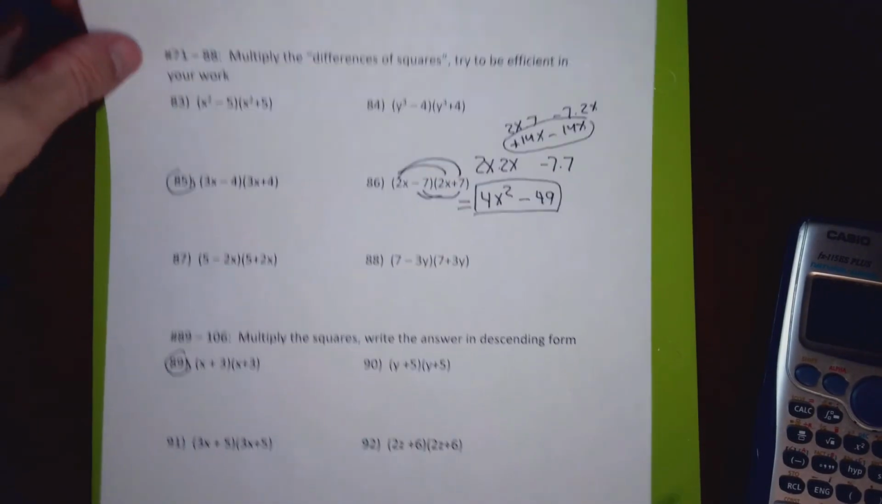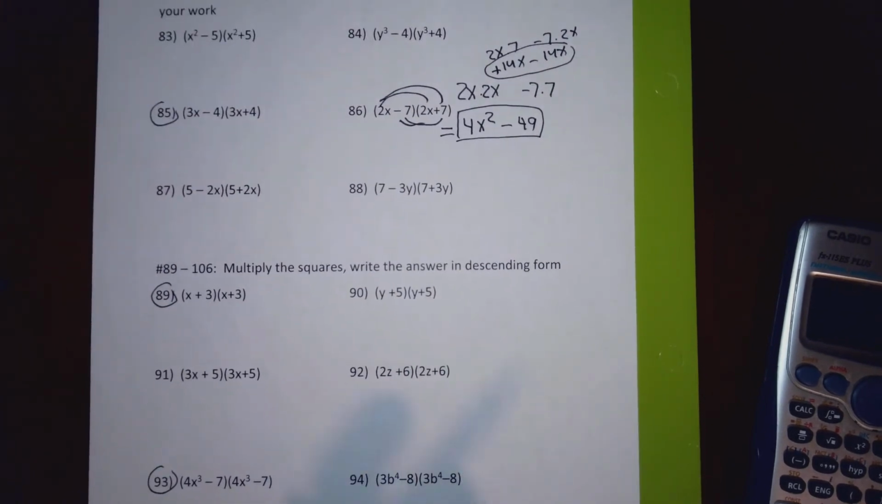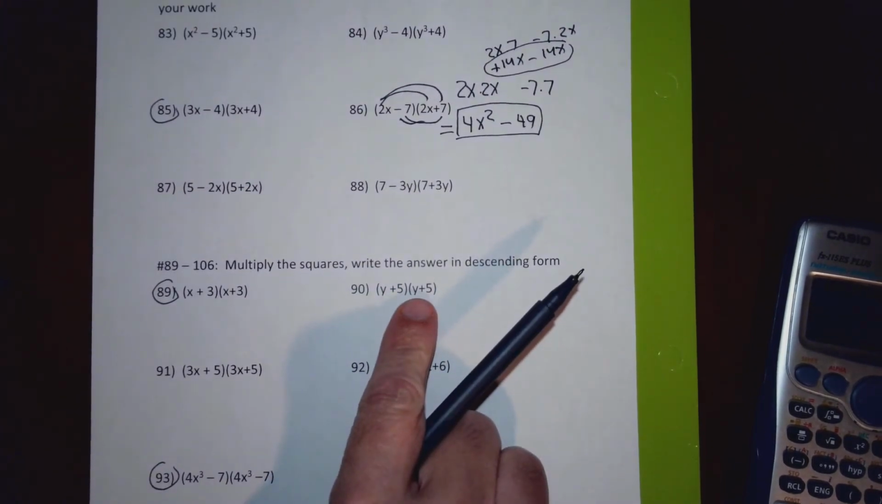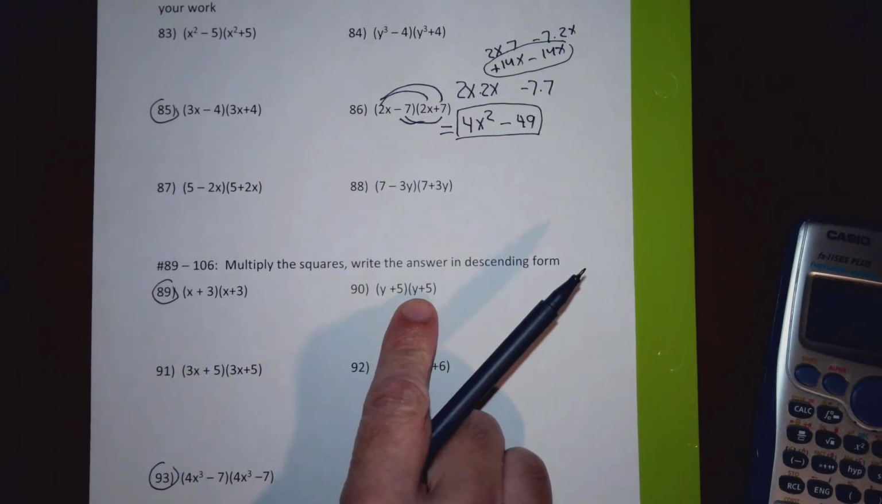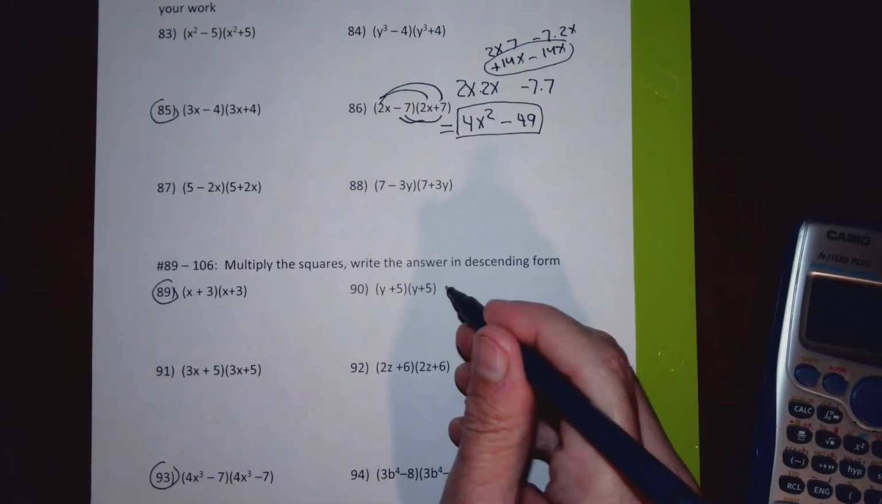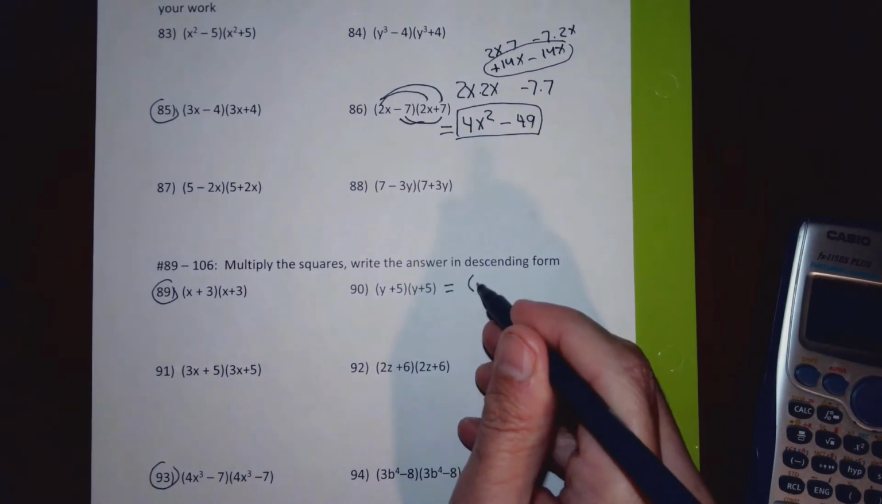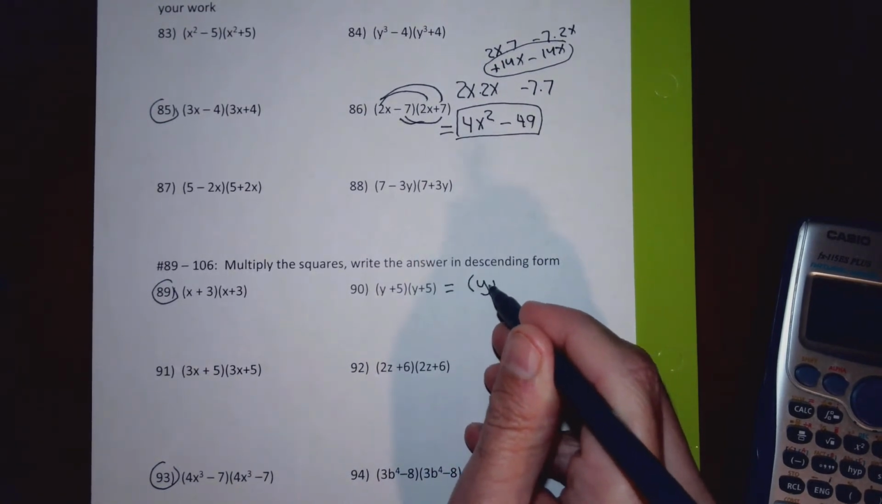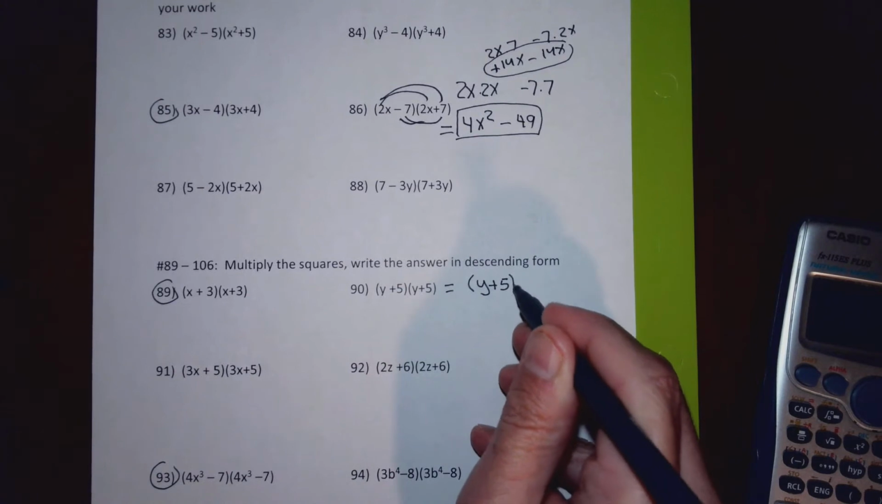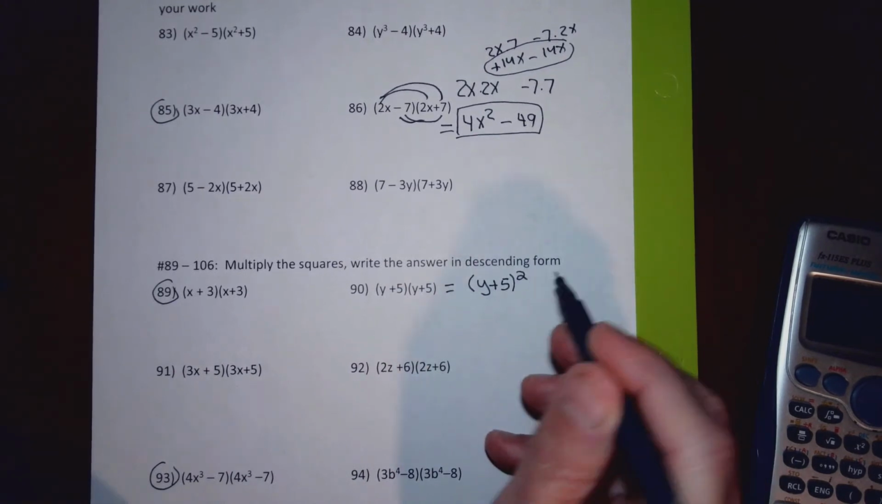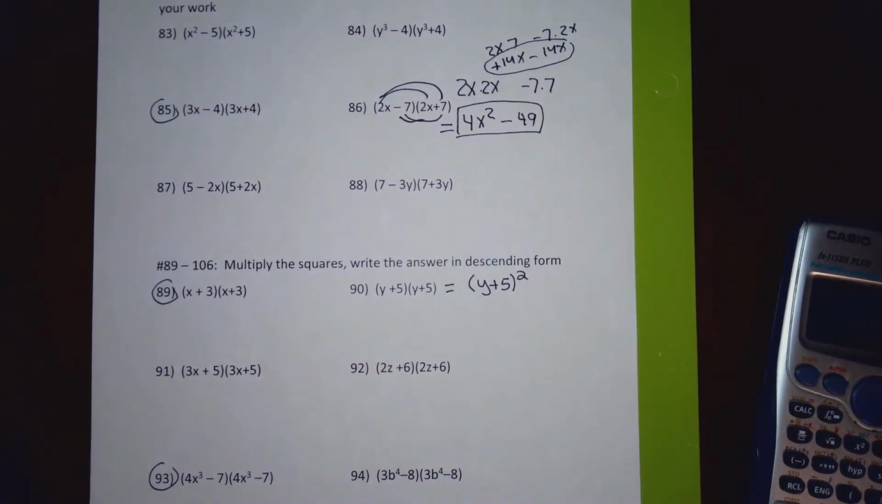89 through 106, I'm multiplying. These aren't differences of squares. These aren't conjugate pairs. These are identical polynomials. If you're multiplying identical polynomials, that can be rewritten with an exponent, because an exponent is a shorthand for repeated multiplication.